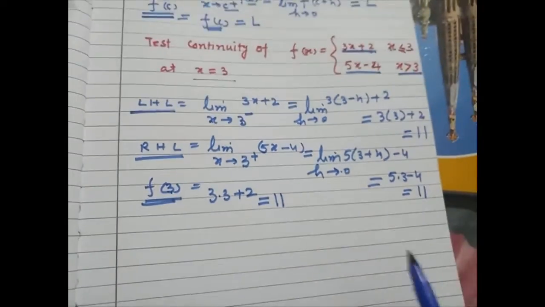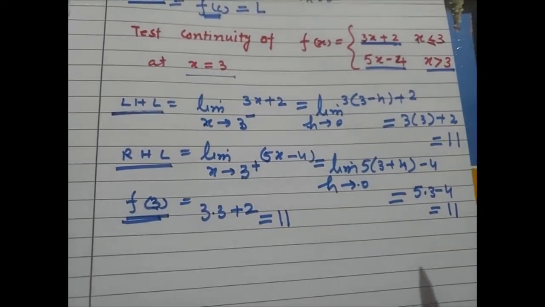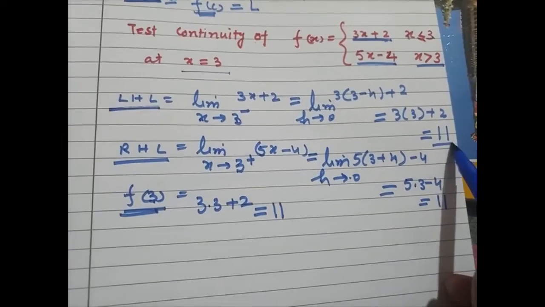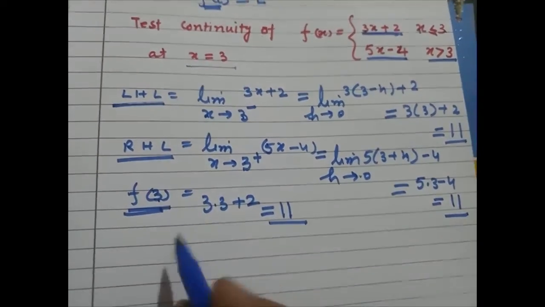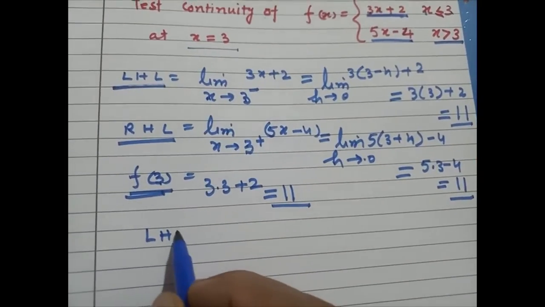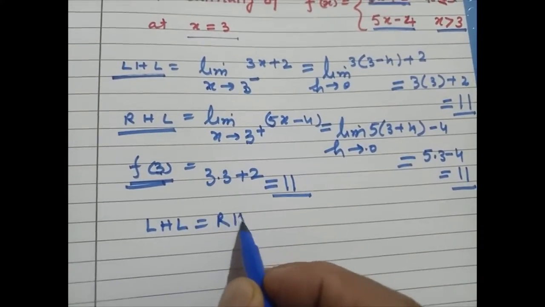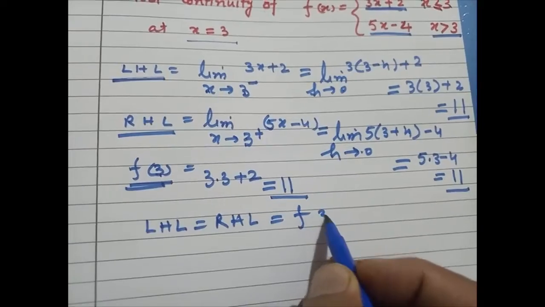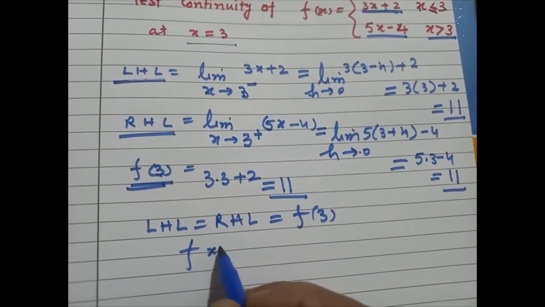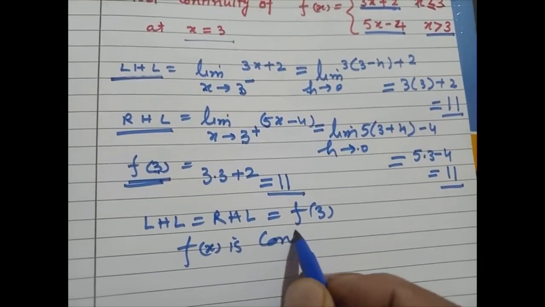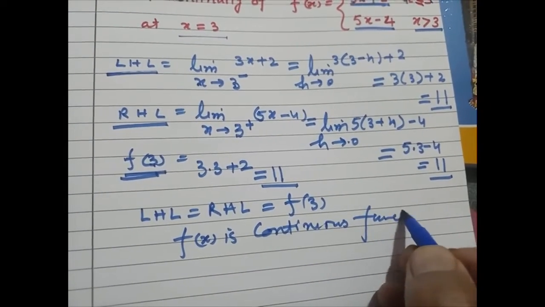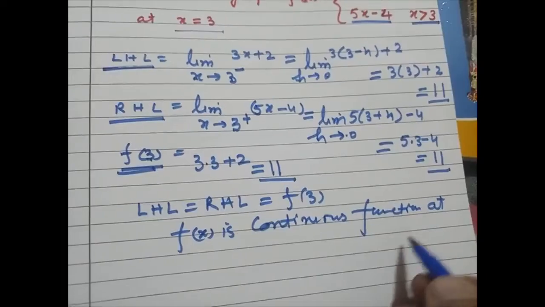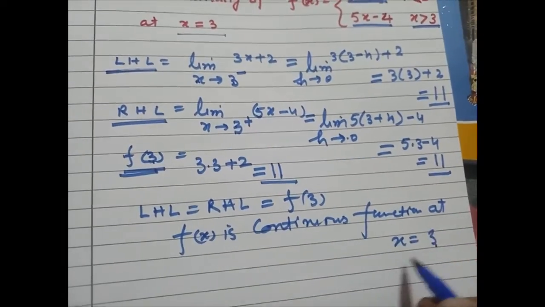Now what do we see in the entire question? Left hand limit answer is 11. Right hand limit answer is 11. And function value is 11. So left hand limit is equal to right hand limit equal to f(3). So what is it? Function f(x) is a continuous function at x equals to 3 here. That's it.